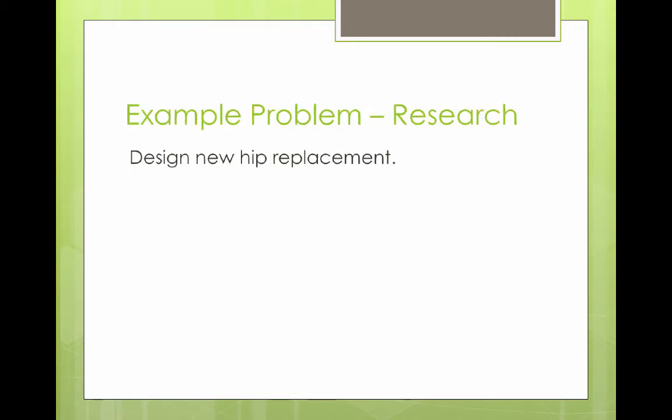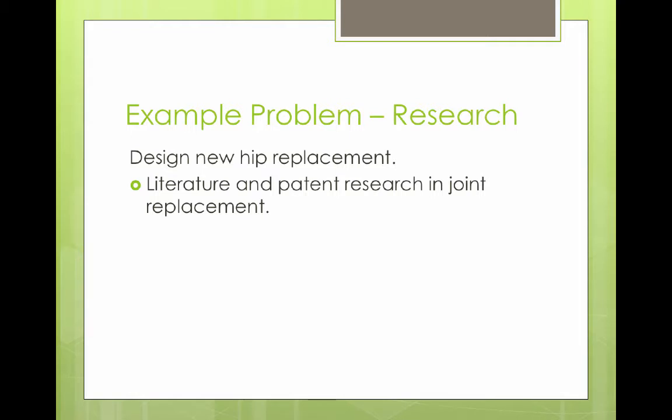So let's do an example of how we might research a problem. If we are going to design a new type of hip replacement, we might do literature and patent research in things that other people have done with joint replacement and research that's going on in the area of joint replacement. We could learn about natural hips and joints. How do hips and joints work and what materials are in them and how does it work in nature?